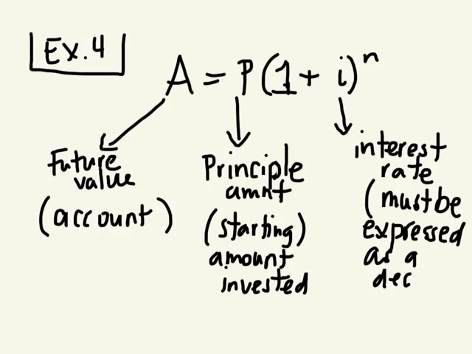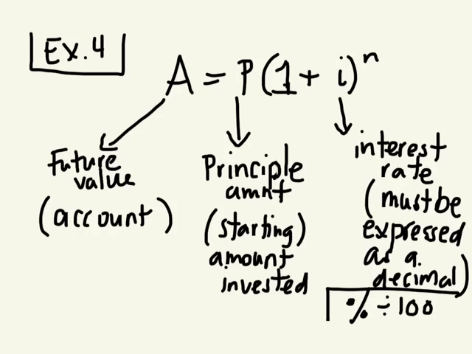How do you turn a percent into a decimal, okay? Because the rate is a percentage, right? How do we turn that into a decimal? Divide by 100, good. So this is important. You guys have to remember to do this when you're plugging it into the formula.